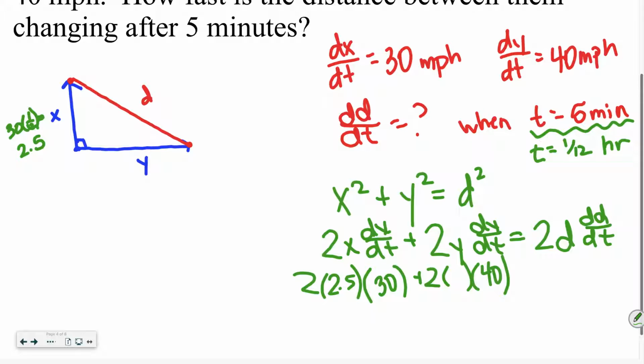Okay, 40 miles per hour, rate times a time of 1/12 of an hour. What is that distance? 3.3 repeating? Okay, so let's keep that as 10/3. Right? Okay.